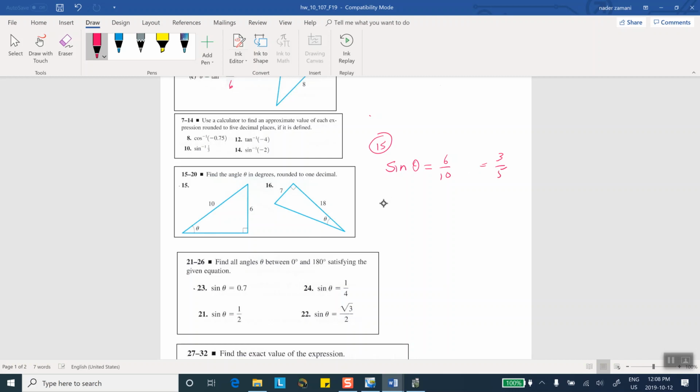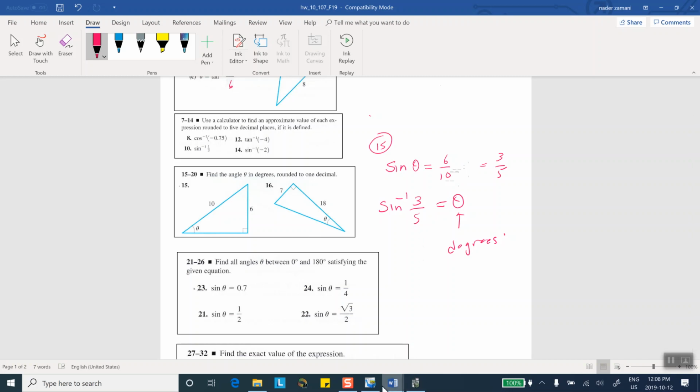So what we want is sine inverse of 3/5 equal to theta, but we want this in degrees. Now, of course, whatever the calculator is going to spit out is going to be between plus 90 degrees and minus 90 degrees. Remember, plus pi over 2 and minus pi over 2. That's the only thing that the calculator will spit out when you ask it to give you sine inverse.